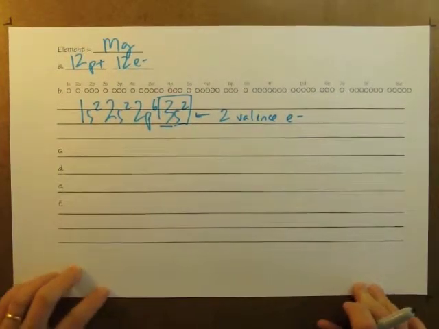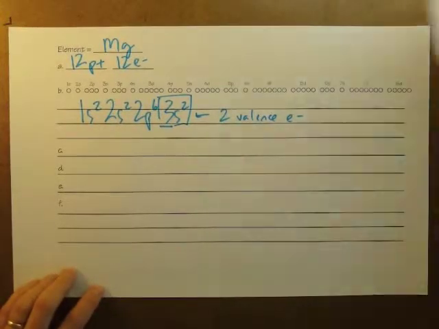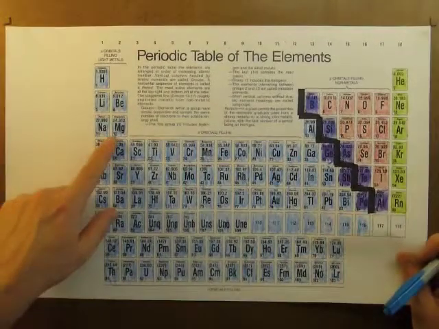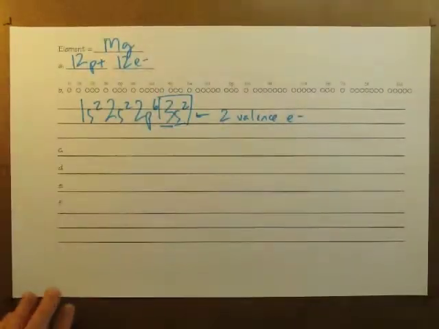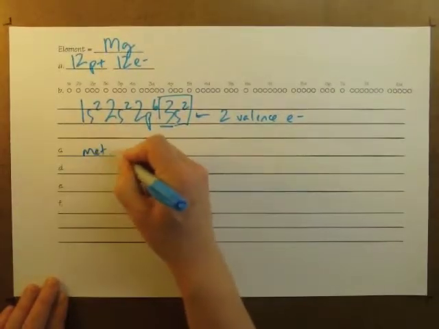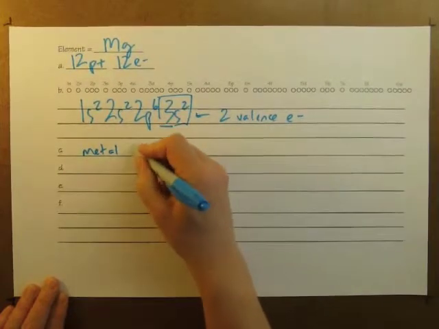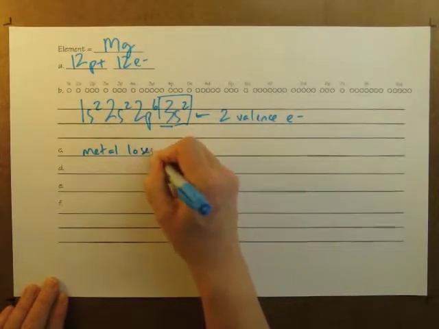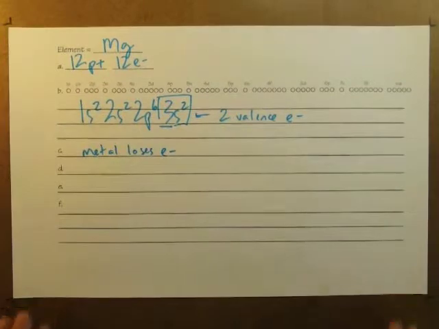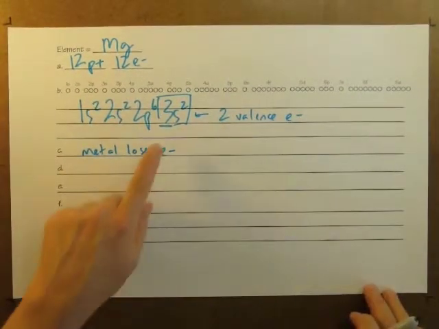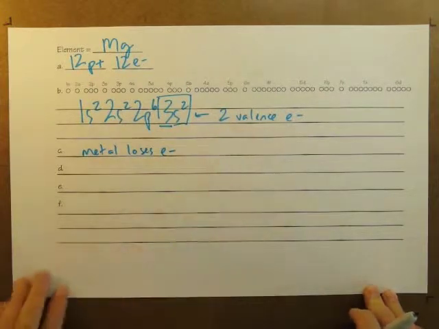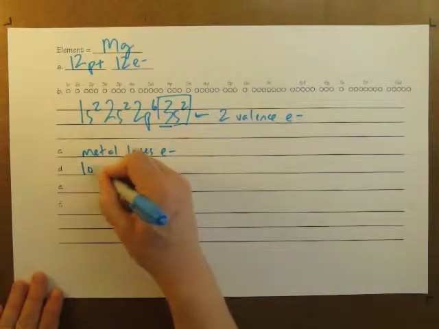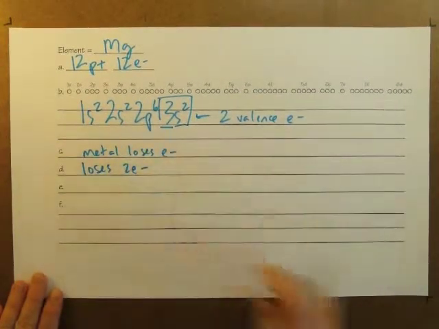The next step is we'll decide if it's a metal or a non-metal or a metalloid. Magnesium is clearly a metal. It's on the left side of the stair-stepping line. So it is a metal, and metals react by losing electrons. So it's a metal, loses electrons. How many electrons is it going to lose? Well, it's going to lose its valence electrons. It has 2 valence electrons, so it's going to lose 2 electrons.